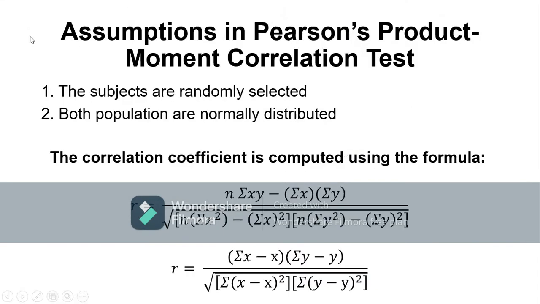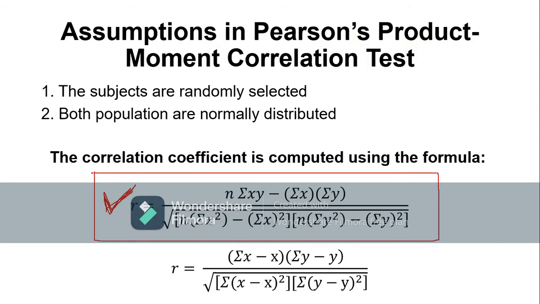So in here, class, the requirements or assumptions in using the Pearson's R are that the subjects are randomly selected, and both of the populations are normally distributed. There is a given formula, but we will use this one. It is easier to understand compared with the second formula. This is what we will use for the manual computations of Pearson R.